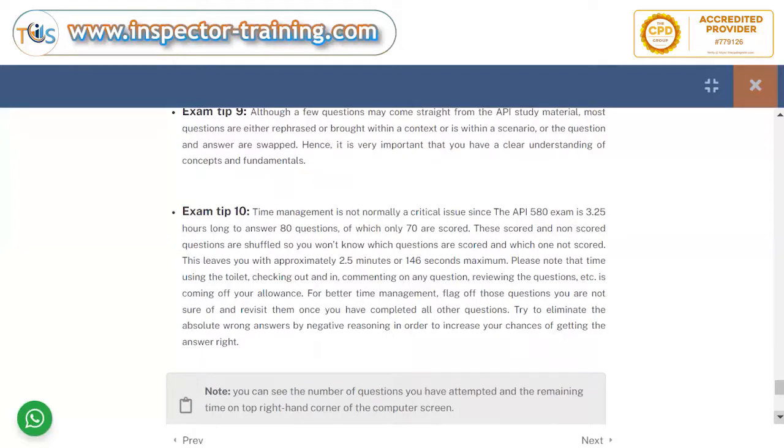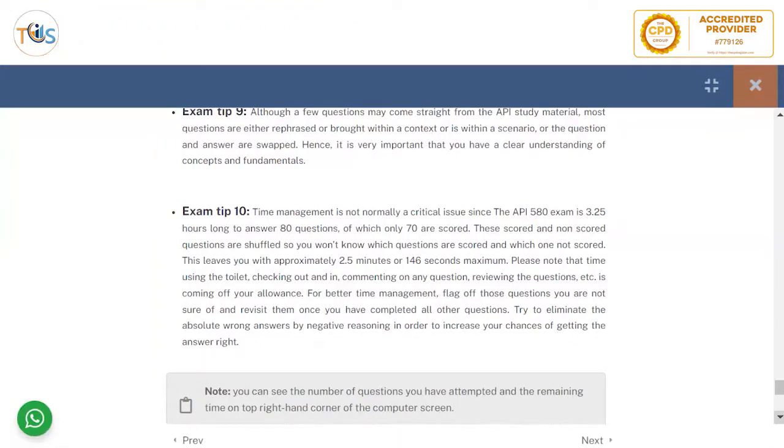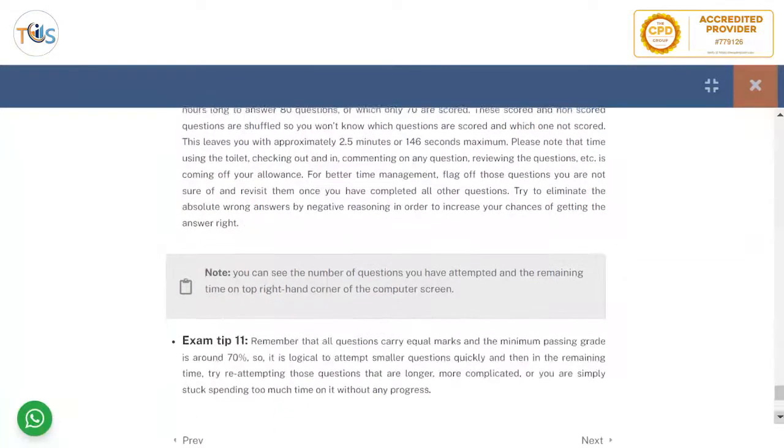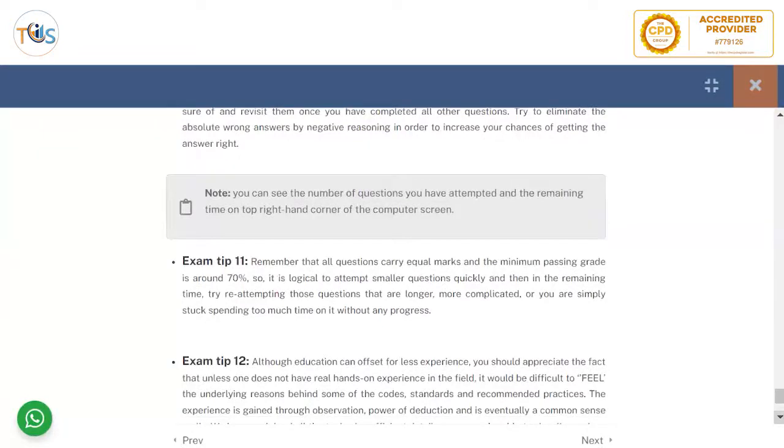For better time management, flag off those questions you are not sure of and revisit them once you have completed all other questions. You can see the number of questions you have attempted and the remaining time on the top right-hand corner of the computer screen during the exam.